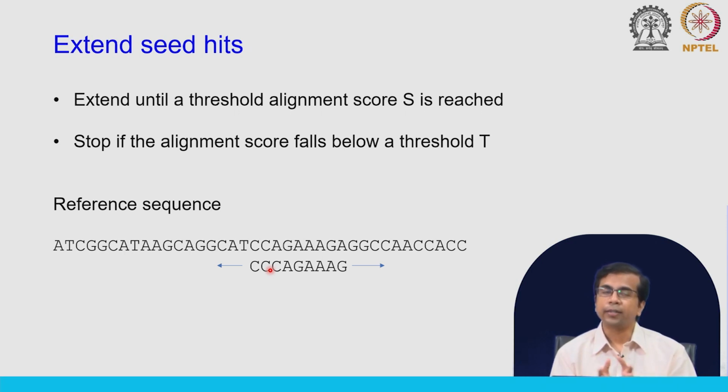After we have crossed the S, we stop if we see the alignment score falling below a threshold T. We can define this S and T depending on our requirements. So, this is the whole thing. The idea is we break down the reference sequence instead of matching the full query sequence into the reference. We are taking a part of this query sequence and mapping against the reference. So, this kind of speeds up the matching or mismatching process.